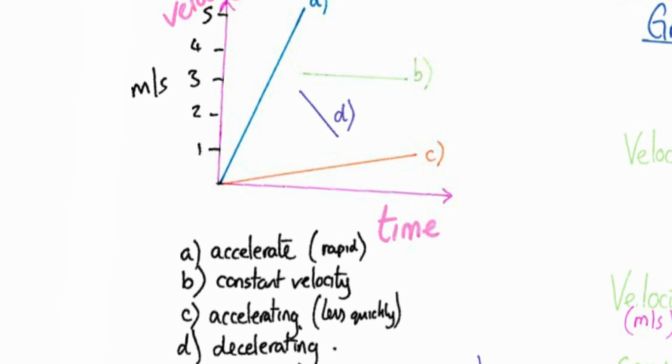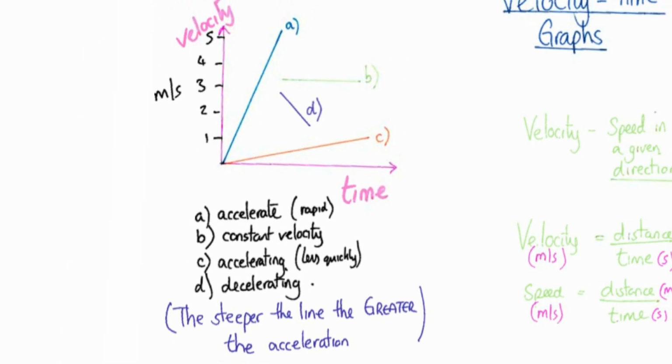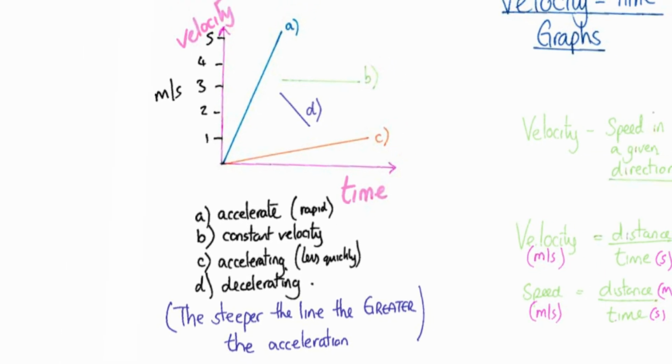Now you need to memorize that. It is different to distance time graphs, so just remember that distance time graphs and velocity time graphs have slightly different interpretations. Oh, of course, the steeper the line, the greater the acceleration. By the way, A would be said to have a positive acceleration. D could be said to have a negative acceleration. So a negative acceleration is the same as a deceleration.